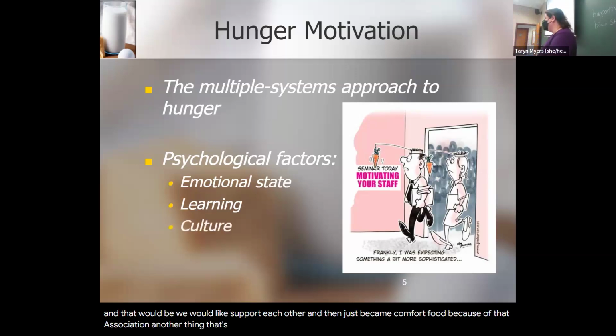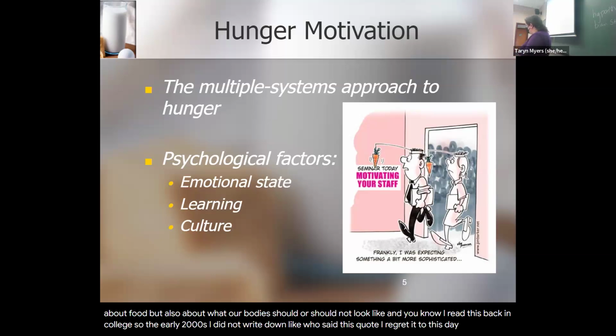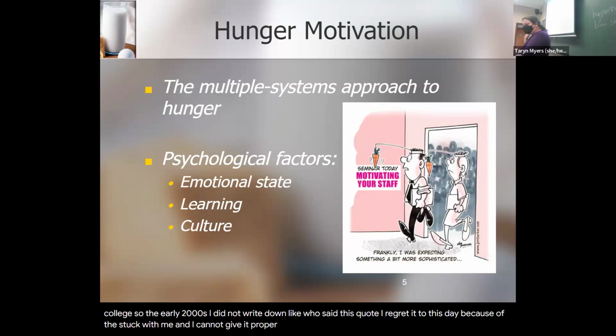Another thing that's a huge psychological factor is culture. We react to cultural messages about food, but also about what our bodies should or should not look like. And, you know, I read this back in college, so the early 2000s. I did not write down who said this quote. I regret it to this day because it has stuck with me and I cannot give it proper attribution. But one of the best descriptions I've ever heard of the culture in America is that we are a McDonald's next to a bikini store.